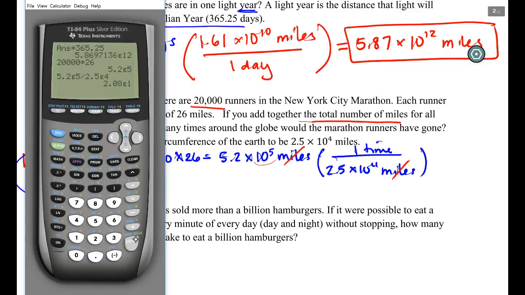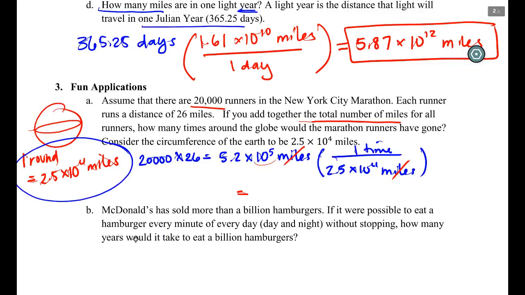So we get 2.08 times 10 to the fourth power. Oh, sorry, 10 to the first power. And that we might as well go ahead and convert, right? If we just have to move this one decimal place, we're looking at 20.8 times around the globe.